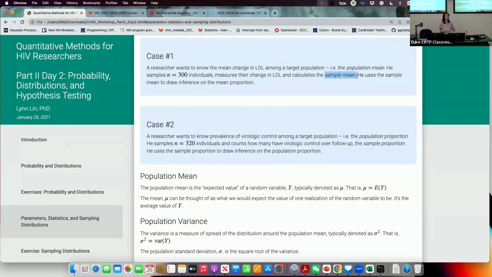But once I have the sample, I have the sample mean. And my assumption is that I do this random sample well enough, so this random sample is a good representation of my population. That's why I can say the sample mean gives a good estimate of the population mean. So this is how we do inference.